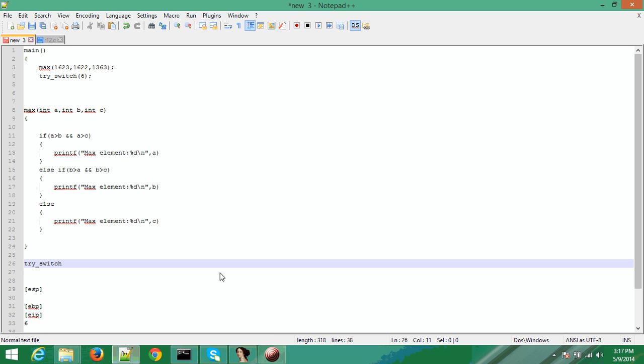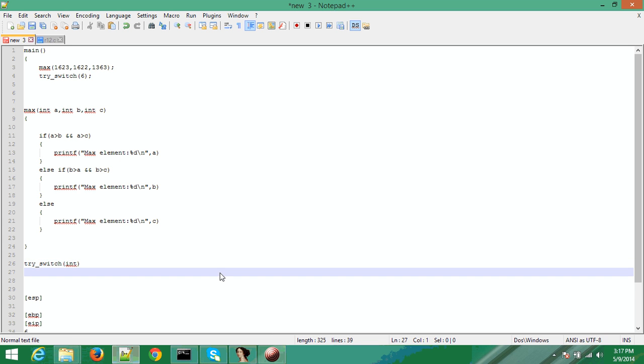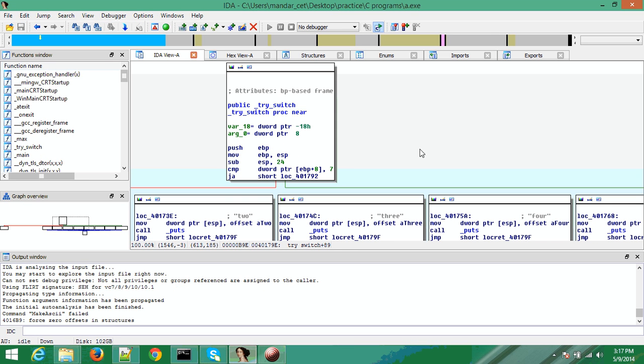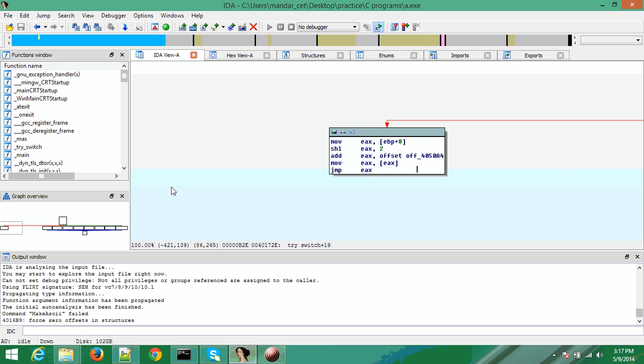try_switch takes one int, and the first statement that it does is if the int a received is greater than 7. Now think about it. This can be represented as this if statement, which is how it looks like. However, if that's not the case, that means the value is less than 7, it goes over here. And if you look over here, this is what indicates that this is for a switch statement. It's moving the value, EBP plus 8, into EAX.